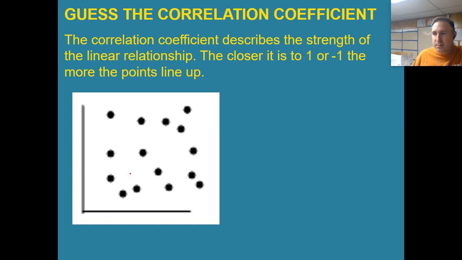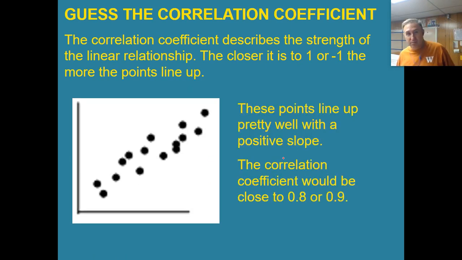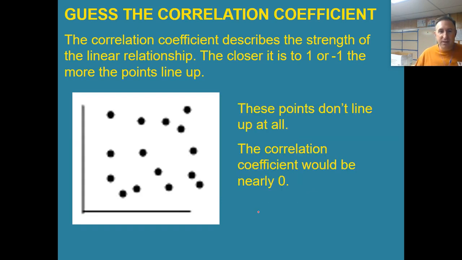Take another one. This is the second one on our association at the bottom. These points don't look like they're associated at all. This would be fairly close to 0. Oh, I don't know what's happening here. Okay, so fairly close to 0.